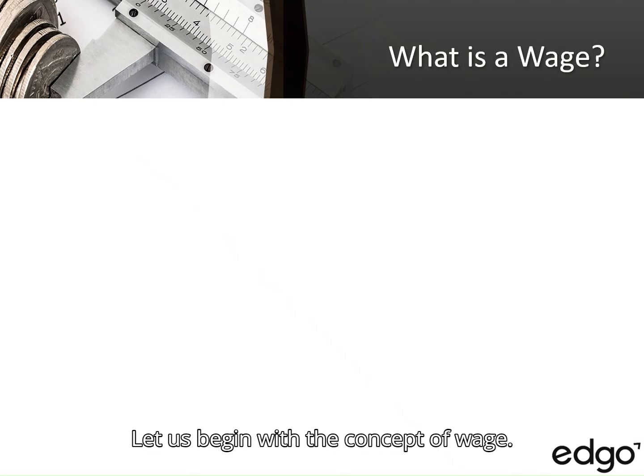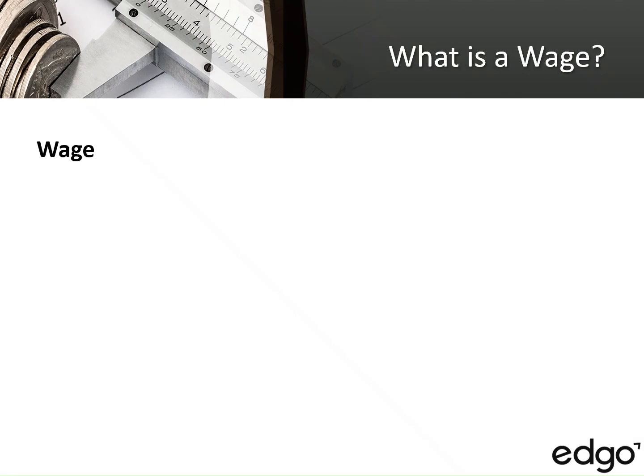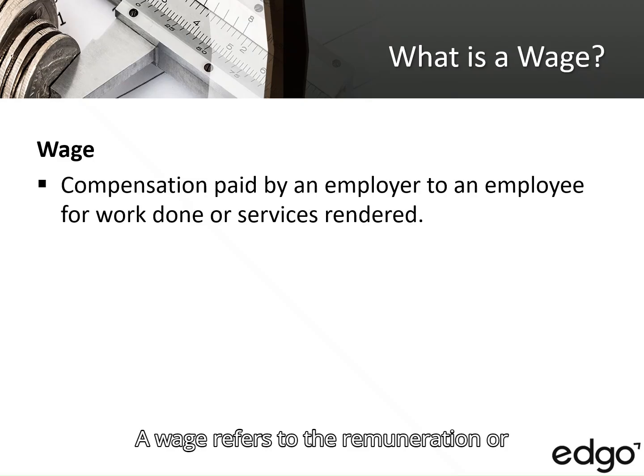Let us begin with the concept of wage. A wage refers to the remuneration or earnings paid by an employer to an employee for work done or services rendered. Wages may be based on time worked, tasks completed, products produced, or commissions earned. In other words, the method of payment may vary depending on the nature of the job. In simpler terms, a wage is the money a worker receives in exchange for labor or services.